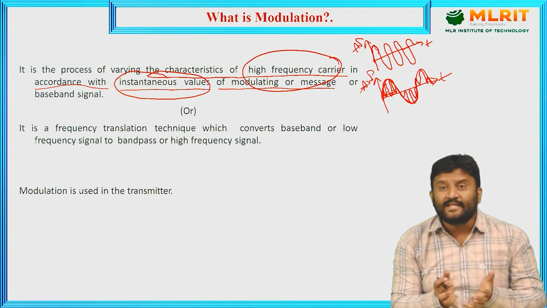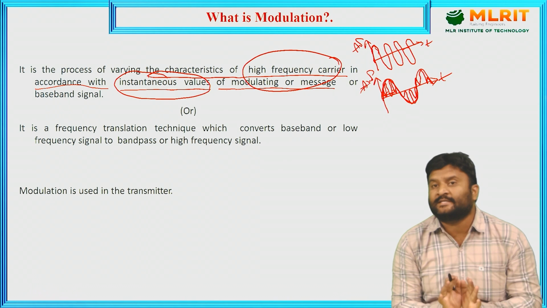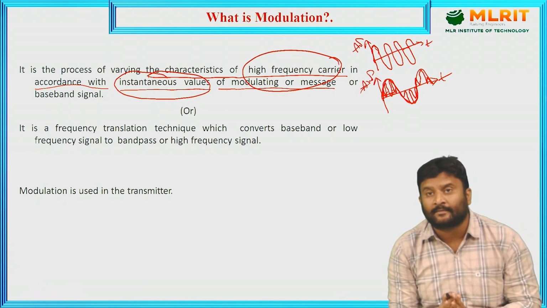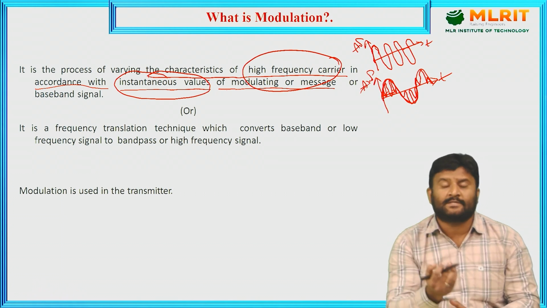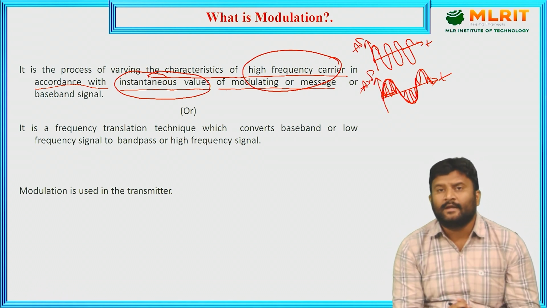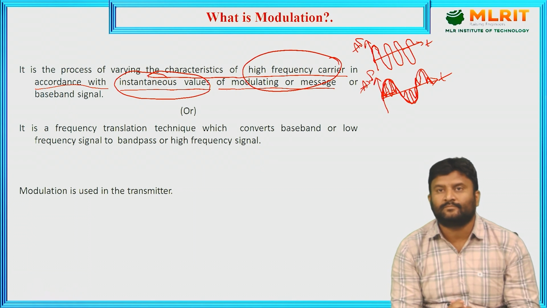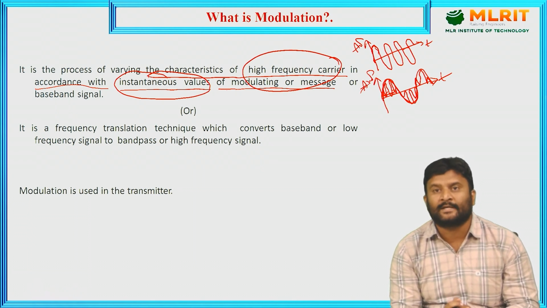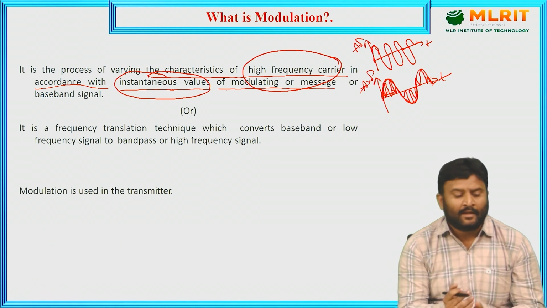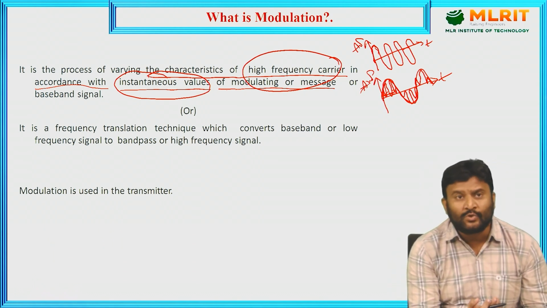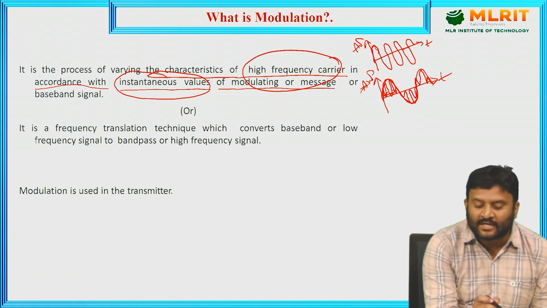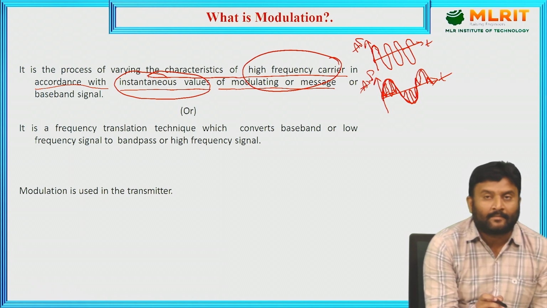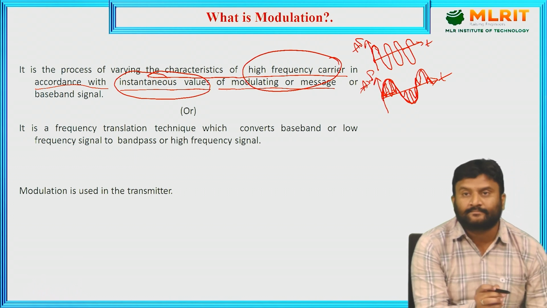But which signal has the actual information? The message signal, that is the low frequency signal. Then you need to transmit that low frequency signal to a distance of 100 meters or 200 meters or 1 kilometer. It is somewhat difficult. To avoid that, we need a support signal that is called a carrier signal. Then it is defined in another way also. It is a frequency translation technique which converts a baseband or low frequency signal to a band pass or high frequency signal.